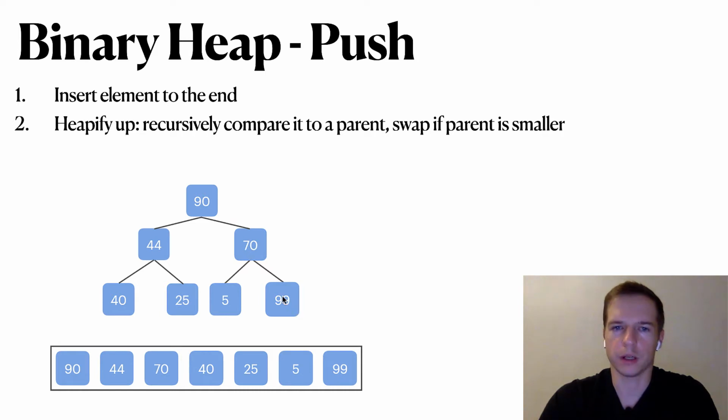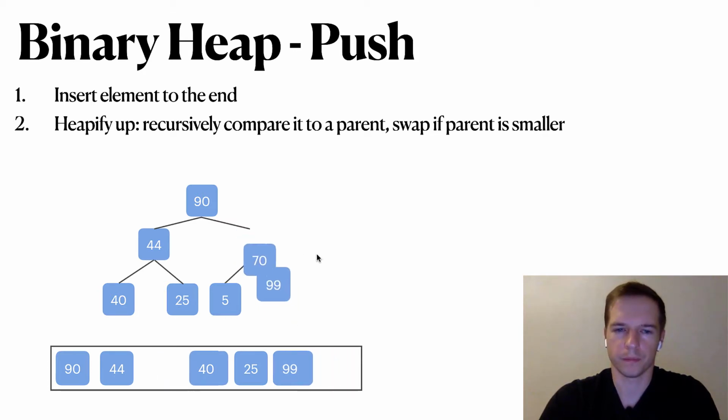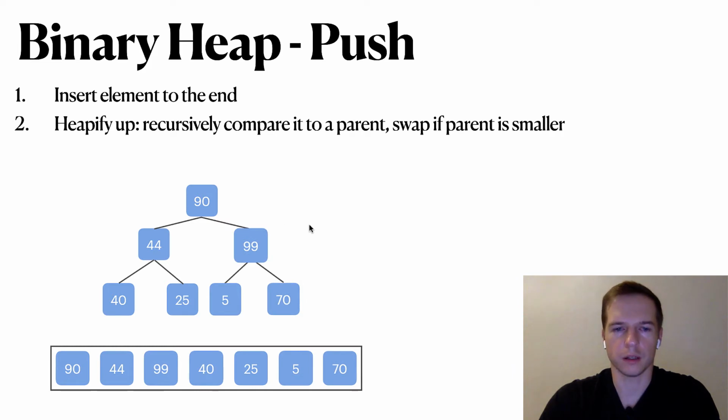We recursively compare this new element to its parent, and if our element is bigger, then we swap it with the parent. We swapped it, and then we repeat the process for the new position, and we also swap it. So it bubbled up to the very top. And now we have a proper heap once again.